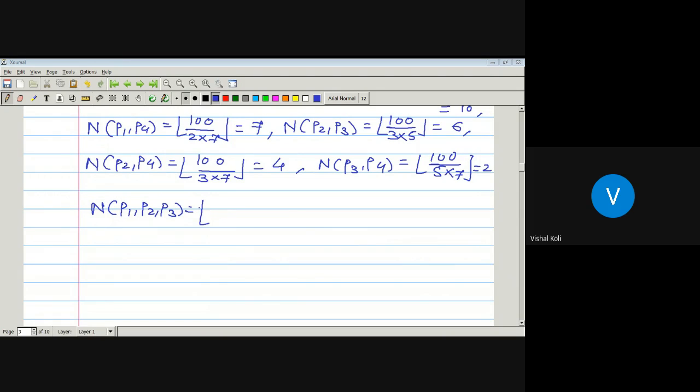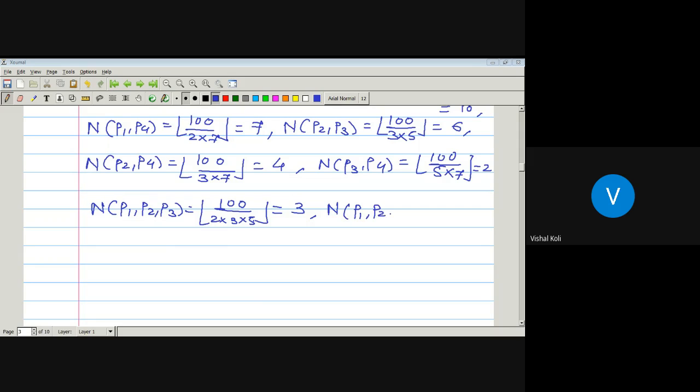the greatest integer value. Now here we have to find the number of integers which are divisible by 2, 3 and 5 at a time. So it is nothing but the LCM of 2, 3 and 5, that is 2 into 3 into 5, which is equal to 30. 30, 60, 90, so 3.